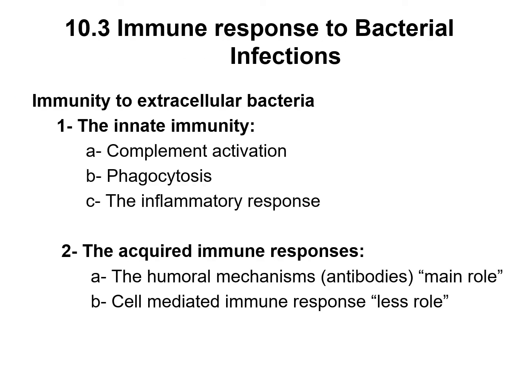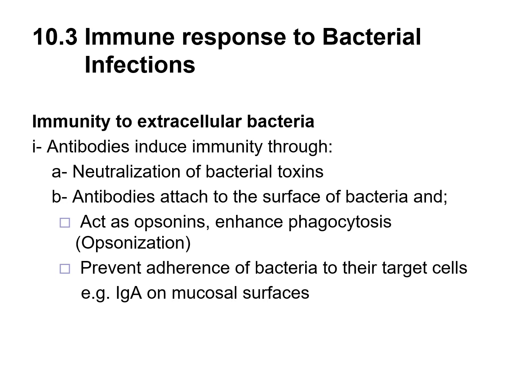Extracellular bacteria can trigger the activation of the complement. They can also activate phagocytes and induce the inflammatory response. On the other hand, they can also activate the humoral immune response to produce antibody, which is the main role. The second one would be the activation of cells that are responsible for their neutralization, which is the lesser role. One of the substances that can be produced by bacteria is toxins. These toxins can be neutralized through the antibodies produced by the immune system.